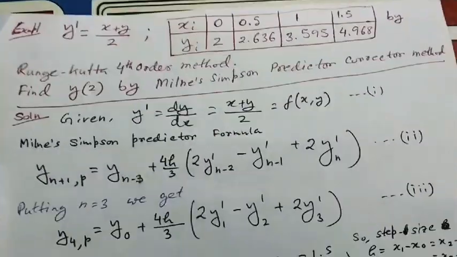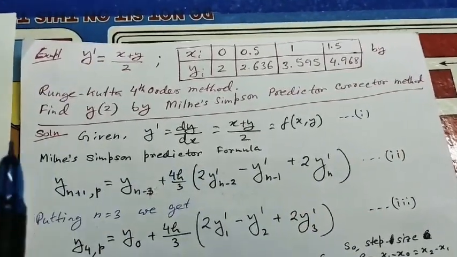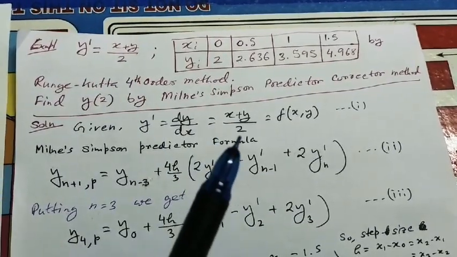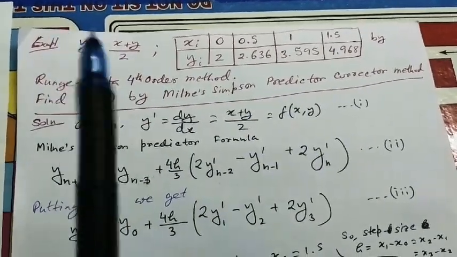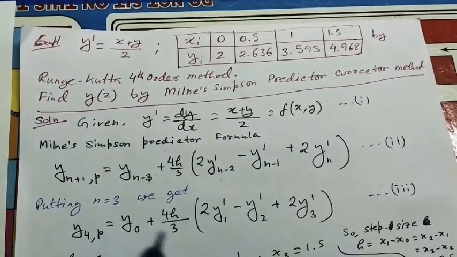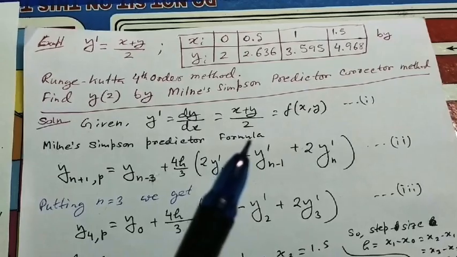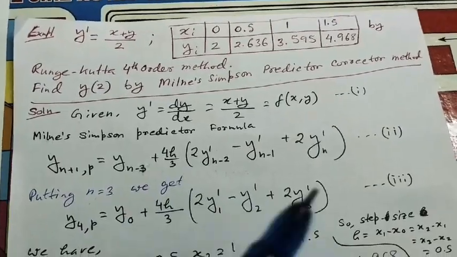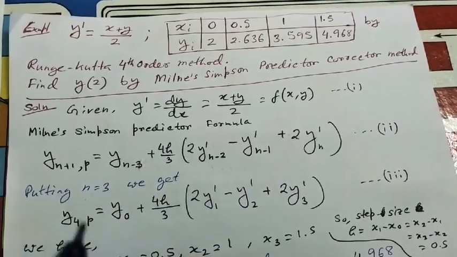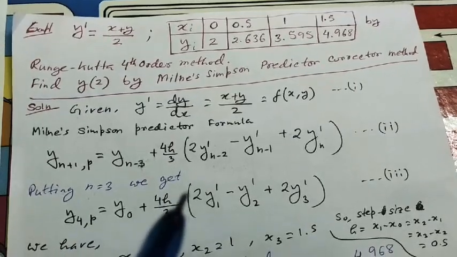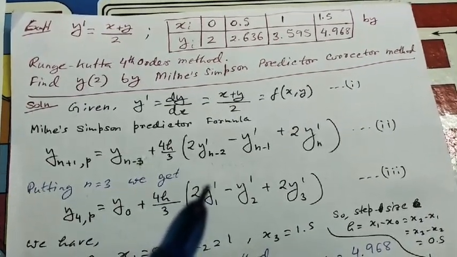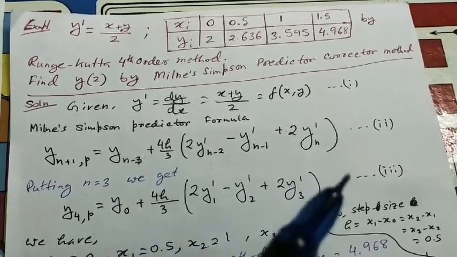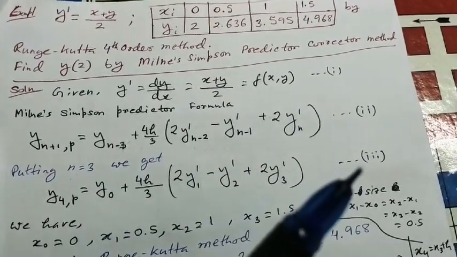Now for finding this we have the solution. Given y1 dash equals dy/dx equals (x plus y) by 2 equals f of x, y. As we know, y dash equals f of x, y, and the expression given is (x plus y) by 2. Now Milne-Simpson predictor formula is this. We have already seen how to derive this formula. Now putting n equals 3, y4p equals y0 plus 4h by 3 times (2 y1 dash minus y2 dash plus 2 y3 dash). This is our equation 3.